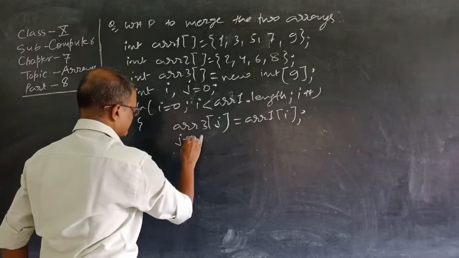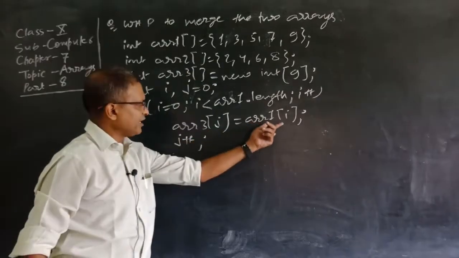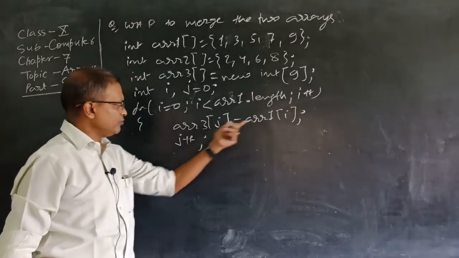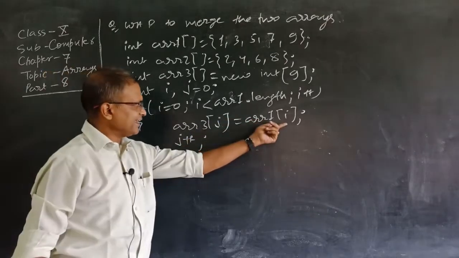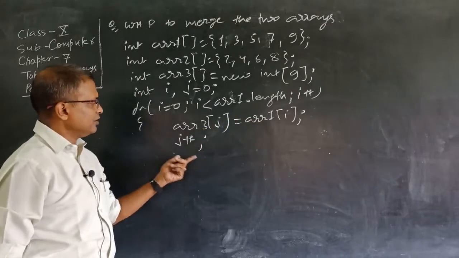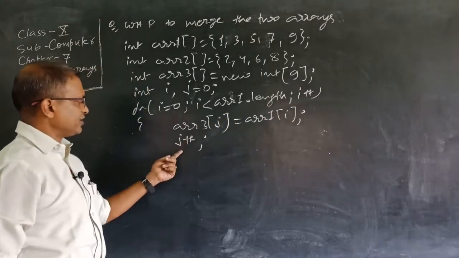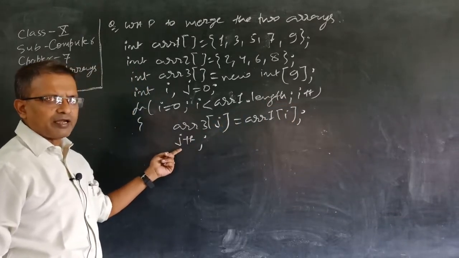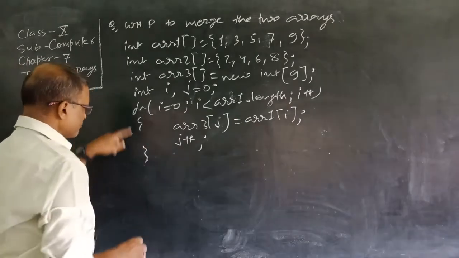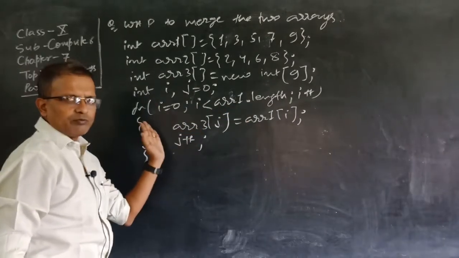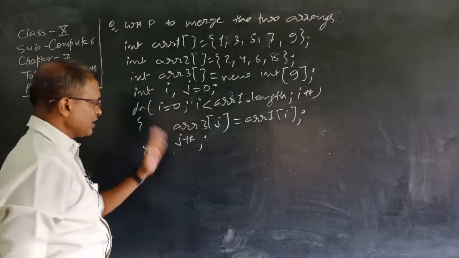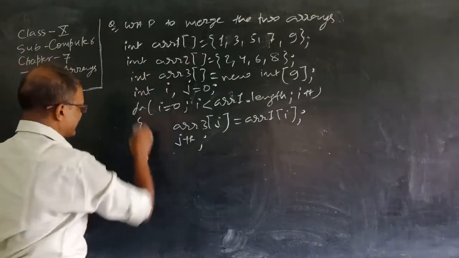and j plus plus, because the first data of arr1 will be stored at 0 position, the second data must be stored at first position. Here the i is being incremented by using the loop, but j is not incremented, so we have incremented the value of j manually. After completion of loop, all the data of first array will be stored in the third array. Now we will store data of second array in the third array.